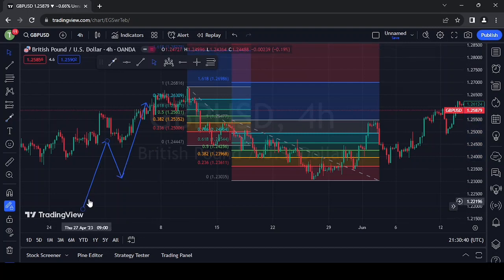What does that mean? Will this run, then the pullback could be to a point in the market where you have a demand zone.